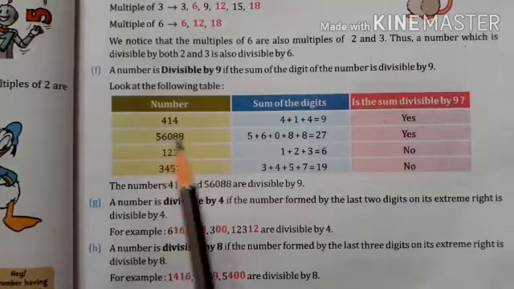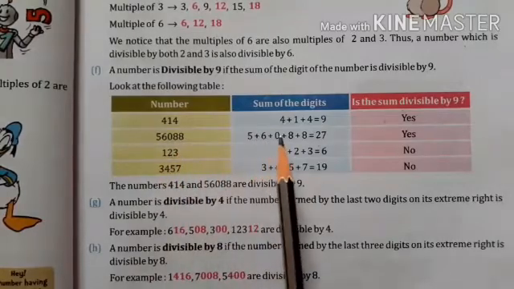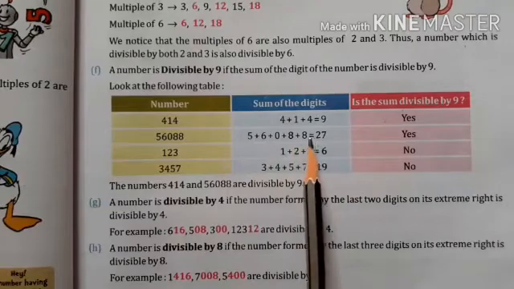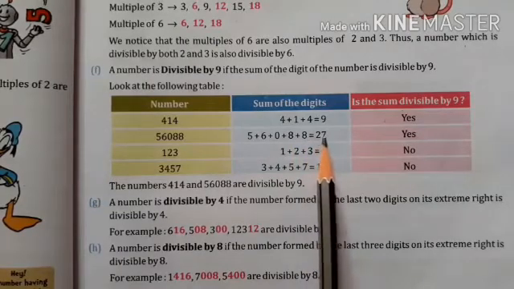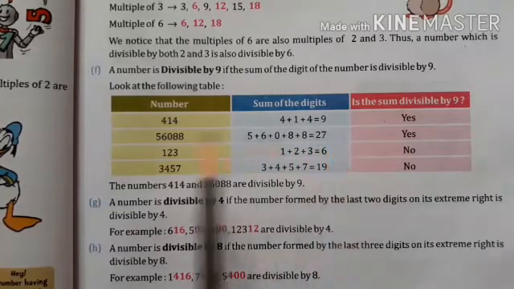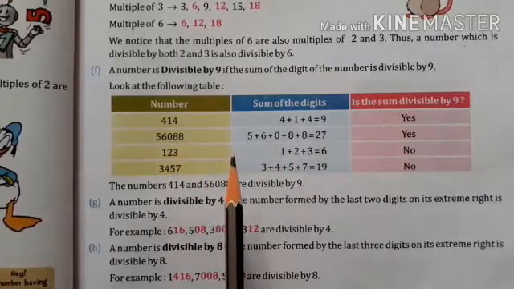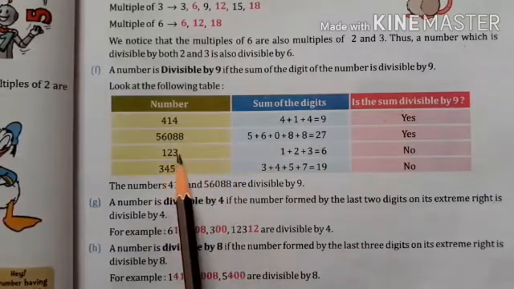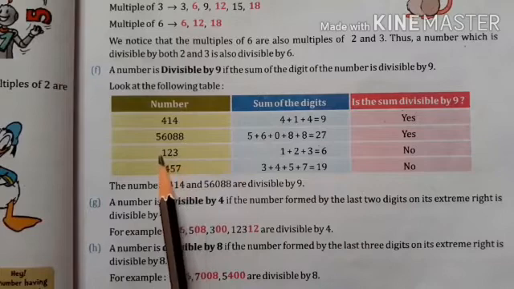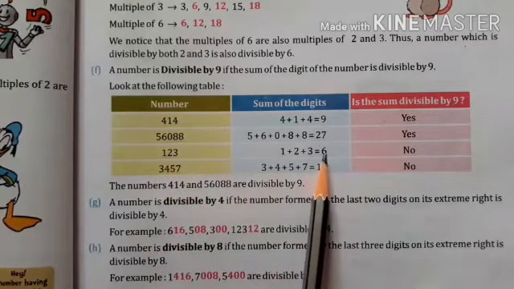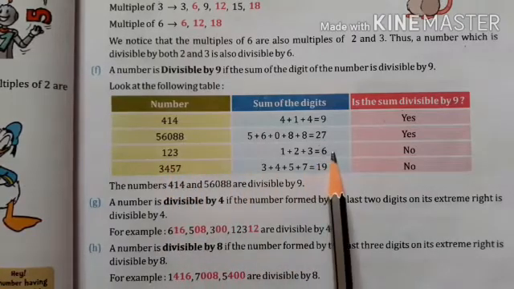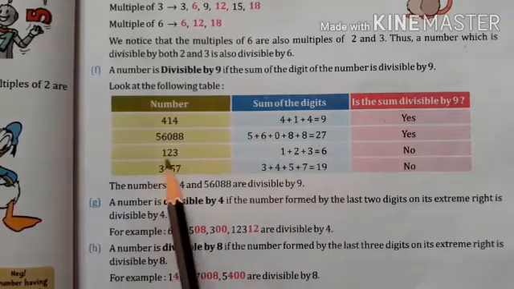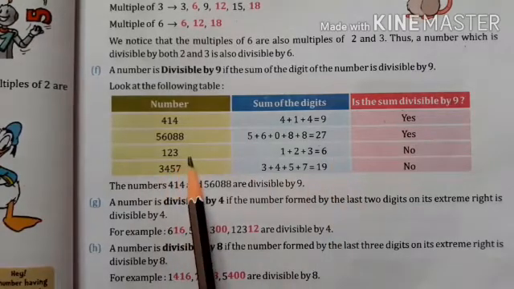56,088. So the sum of the digits 5 plus 6 plus 0 plus 8 plus 8 equal to 27. And 27 is divisible by 9. So this number is divisible by 9. Okay. 123. The sum of these digits 1 plus 2 plus 3 equal to 6. But 6 is not divisible by 9. So 123 is not divisible by 9.